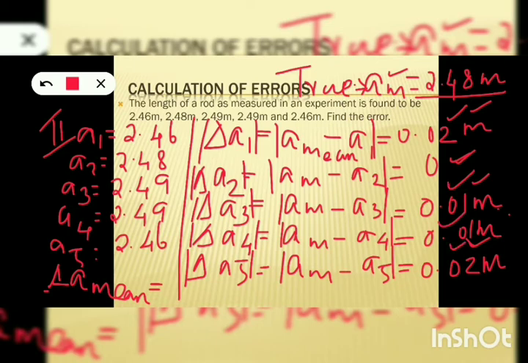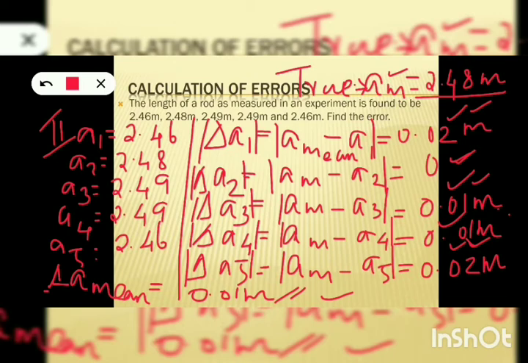And when we take the arithmetic mean of all these absolute errors, you will get 0.01 meter. How will you take the arithmetic mean of these values? 0.02 plus 0 plus 0.01 plus 0.01 plus 0.02 all divided by 5. And when you calculate the mean value of these absolute errors, you will get 0.01 meter. So this is your mean absolute error. Okay.